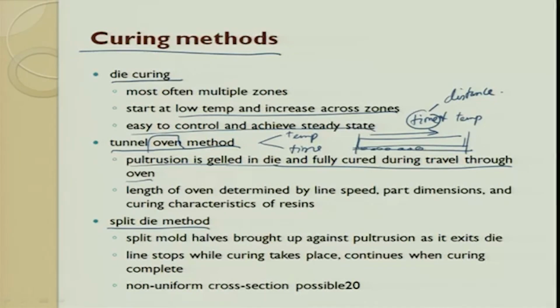So, the pultrusion is gelled in die and fully cured during travel through the oven. The length of the oven is determined by line speed, part dimensions and the curing characteristics of the resin. You can also have something called a split die method. The split die mold half is brought up against the pultrusion as it exits the die. So, this is another thing which is also possible.